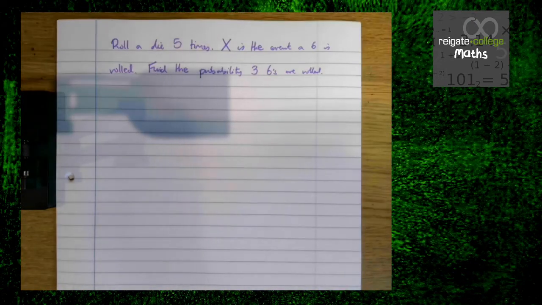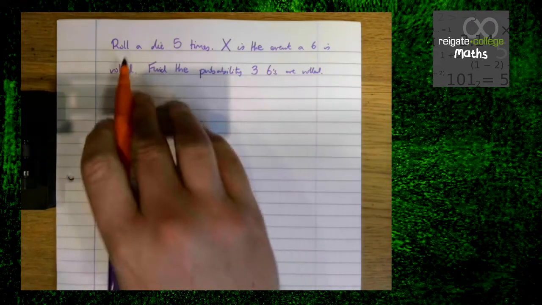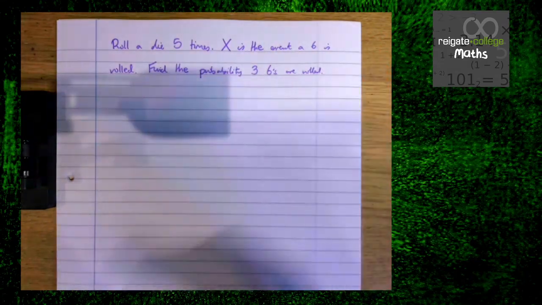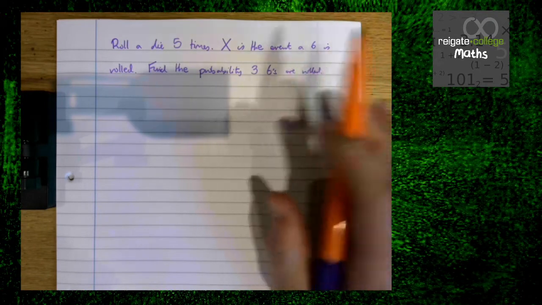So this is the example we're going to look at. We are rolling a die 5 times. X is the event we get a 6. Find the probability that 3 6s are rolled. So first off, this is definitely binomial. We have a fixed number of trials. It's a fair die. I didn't write that down, but we'll say it's a fair die. So the probability of success is the same.